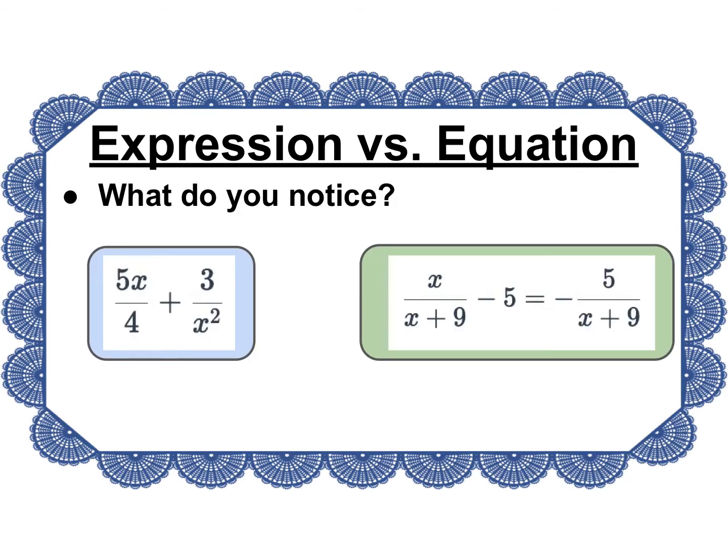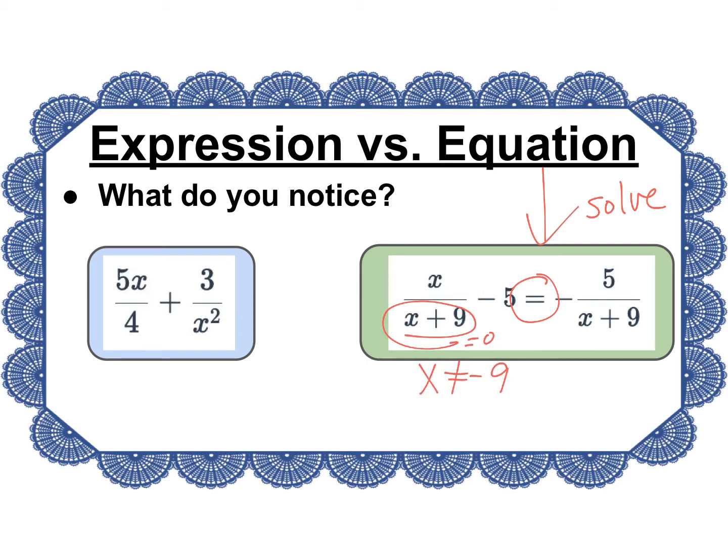And here we have the first one in blue is an expression. The second one is an equation. What do you notice? Well, first, hopefully you notice the equal sign. So this is the equation. It has an equal sign. It can be solved. We'll have to think about checking our work, because if I look at my denominator, I don't want to have that equal 0. So that means that x cannot be -9.